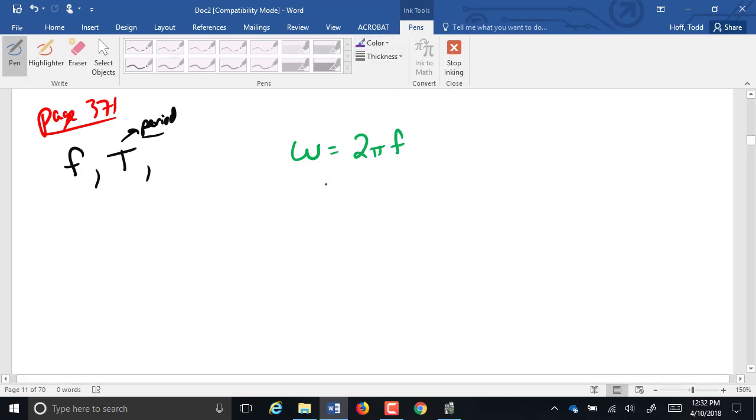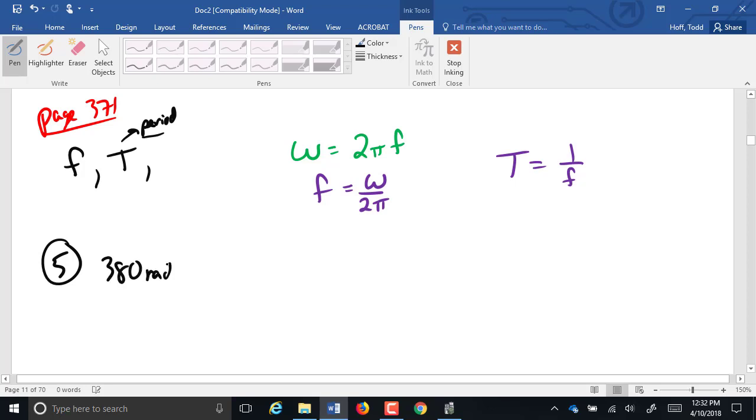So the frequency, if you divide by 2 pi, is the angular velocity divided by 2 pi. The period, remember, is always equal to 1 over the frequency, the reciprocal of the frequency. So I'm just going to pick a number, let's do number 5 here. Number 5 is 380 radians per second.